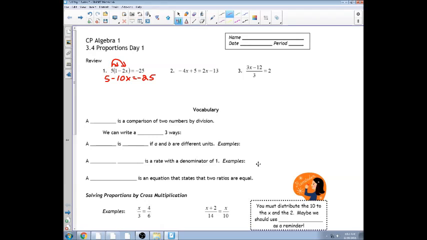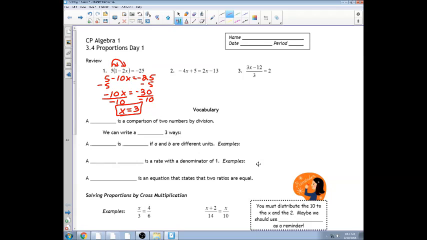The next step, we need to try to combine like terms. Well, 5 minus 10x, there's no like terms there we can combine. So we need to get the x by itself. We'll subtract 5, subtract 5. That would give us negative 10x is equal to negative 30. Divide by negative 10, divide by negative 10, x equals positive 3.